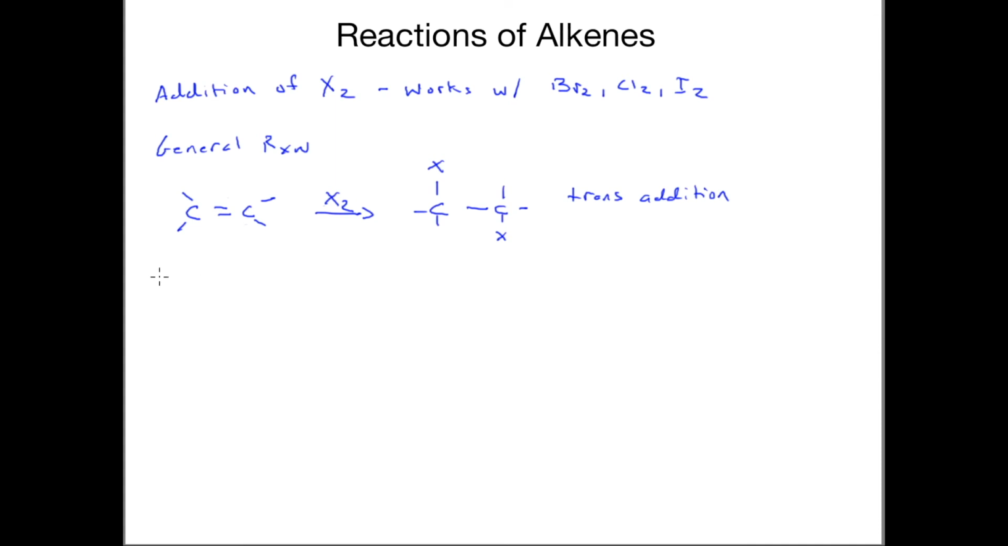Cl2 and I2. One of the important aspects of this reaction is that we end up getting trans addition. You can't really tell when it's a single bond that's not locked in any configuration. But when you use a ring is when you can really see what happens here.